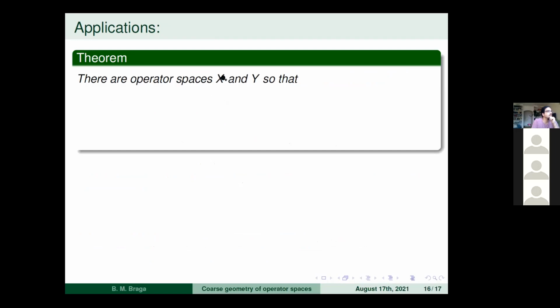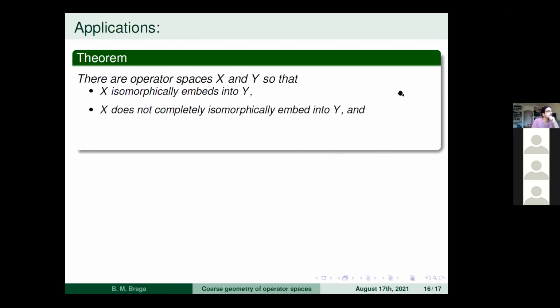So we can find operator spaces X and Y, and this time they're not separable anymore, unfortunately, but we can find operator spaces X and Y with the property that, at the Banach level, they are good: X still isomorphically embeds into Y. But X does not completely isomorphically embed into Y.